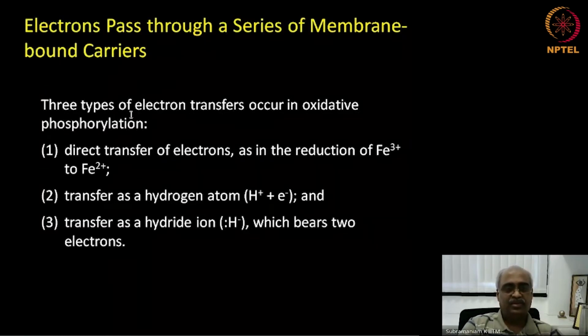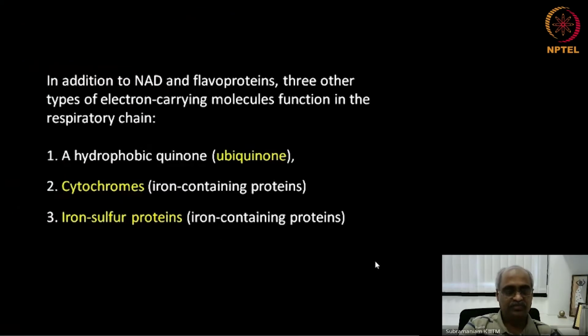So how does electron pass through these membrane bound carriers? So already we kind of know this, as direct electrons. In this particular case, we are going to primarily see ferric to ferrous and ferrous to ferric reversible oxidation reduction. Then as hydrogen atoms like FAD, it will have in that form. And hydride, when it comes from NAD, it usually comes in this form. Okay, so these are the 3 ways in which electron is going to flow through.